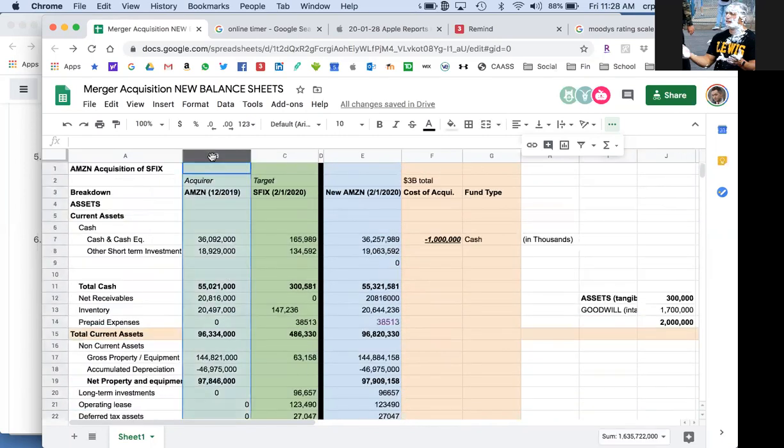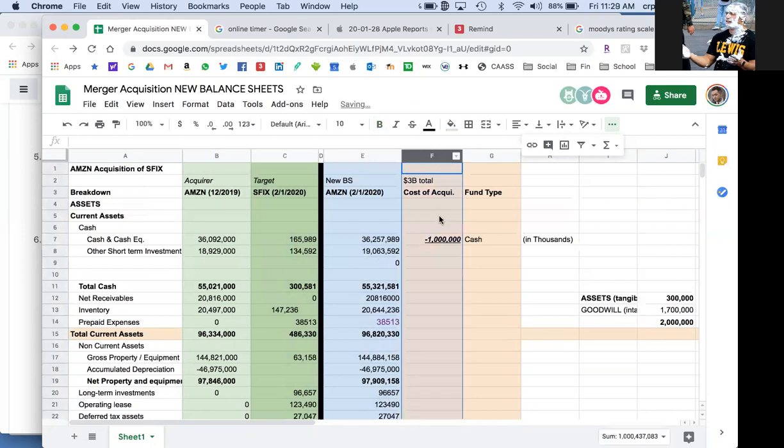Put the Amazon balance sheet down as the acquirer. Put the Stitch Fix one down as the target. Give me the new balance sheet, right? This would be the new balance sheet. Then just give me the cost of the acquisition. $3 billion, you're saying, okay, great, cool. It's going to be $3 billion.